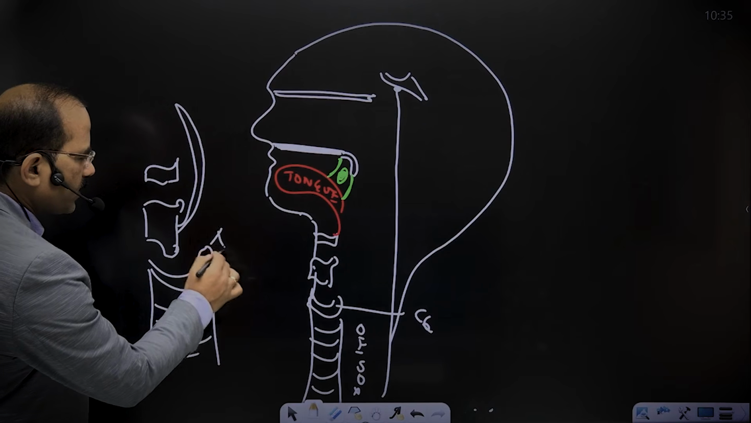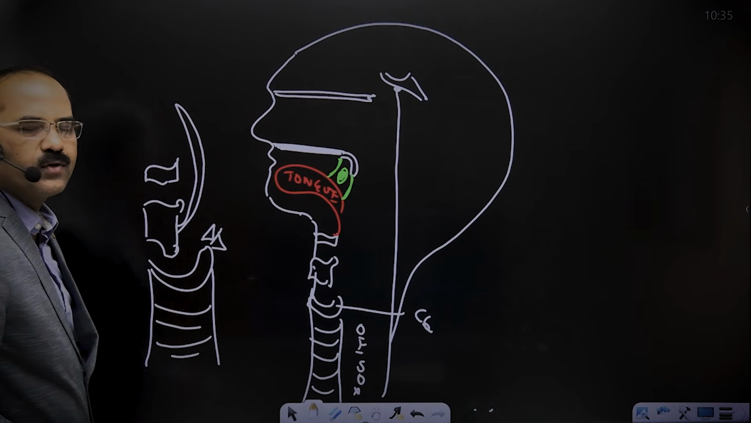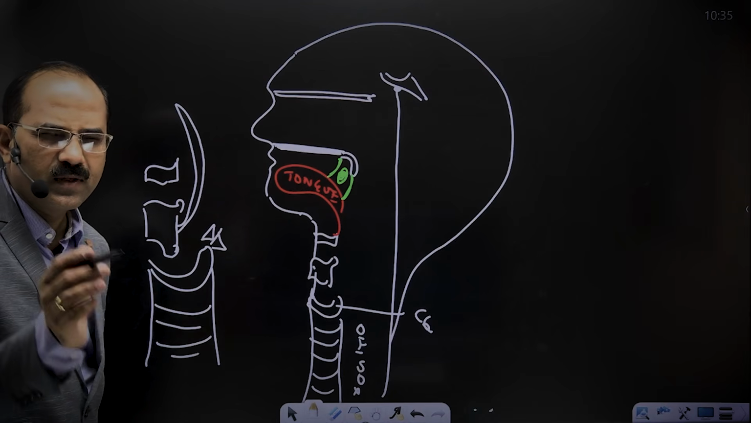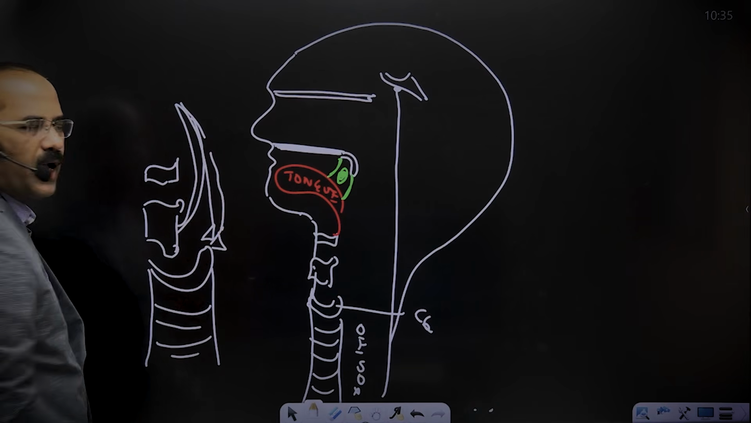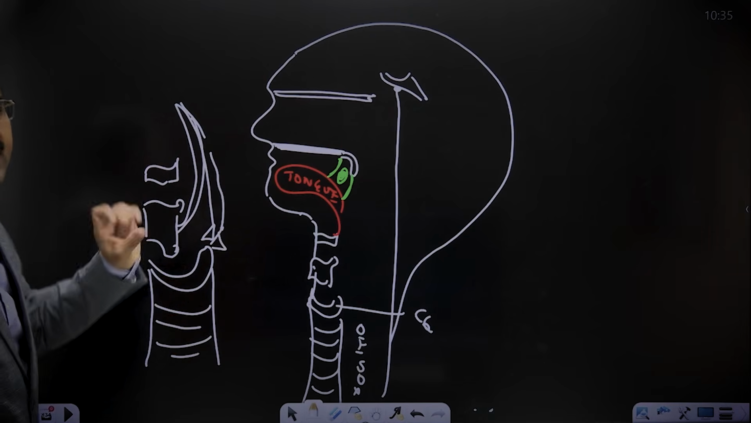What is this sitting on the cricoid? These are the arytenoid cartilage. Arytenoid, this I'll tell you in larynx. These are the aryepiglottic folds. So what is this structure that I've drawn?